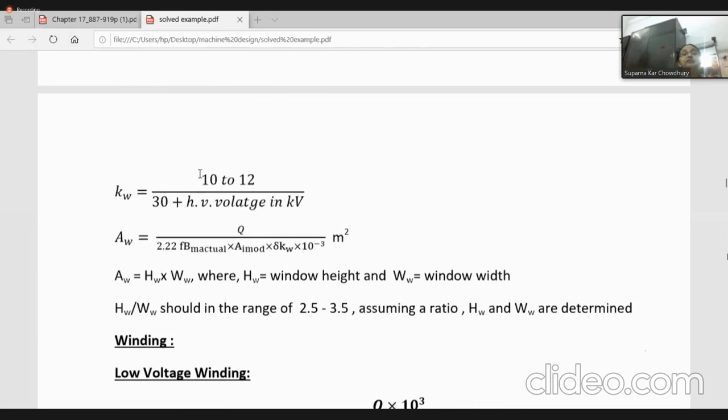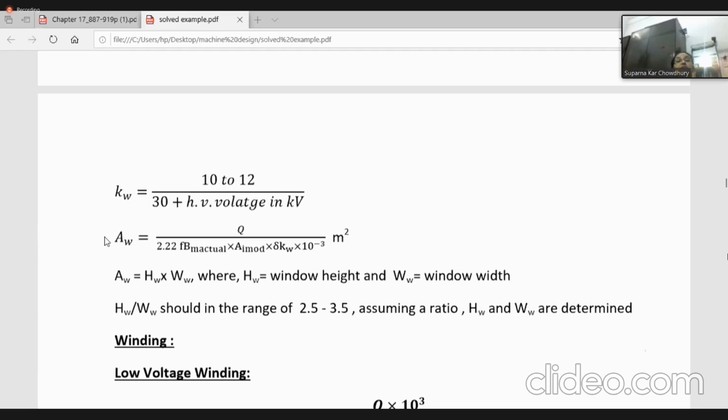We start with the empirical relationship, that is 10 to 12 divided by 30 plus high voltage in kV. Say your high voltage is 11 kV, then it will be 10 divided by 30 plus 11, which gives a small fraction. So you start with the value of KW. This is a range. You can assume any value in between.